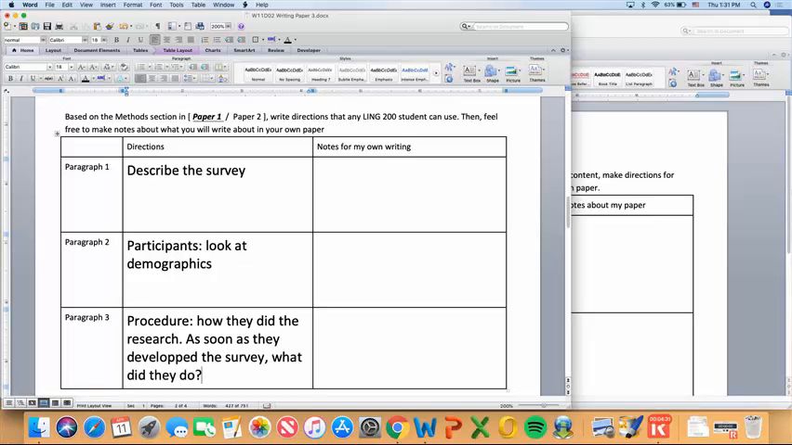So what happens? They went out, they talked to people, they asked them questions. So that's the third part of your method section. I listed it by paragraph, but if you write more than one paragraph for each part, that's fine. But make sure you're including these different pieces. I'm hoping that these are general enough that any student in this class can follow them.